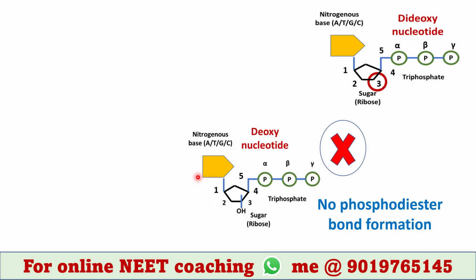But if dideoxynucleotide is present instead of deoxynucleotide, no phosphodiester bond formation will occur between 3' of ribose and alpha phosphate of new deoxynucleotide. Because if hydroxyl group of 3' position is absent, phosphodiester bond formation can't take place and DNA replication stops. Sanger used this idea while making DNA sequencing technique.